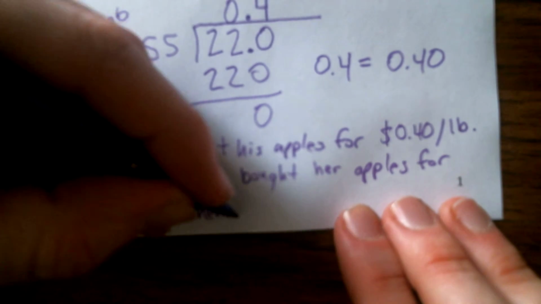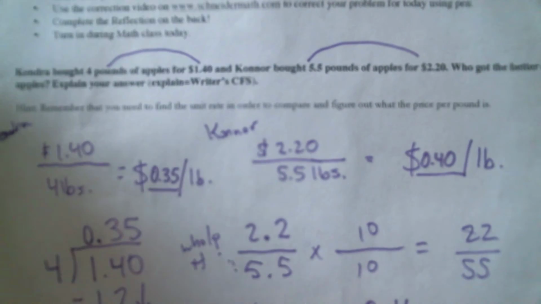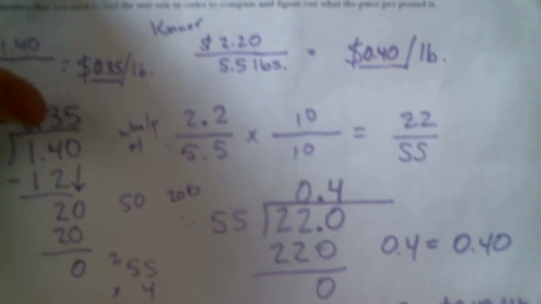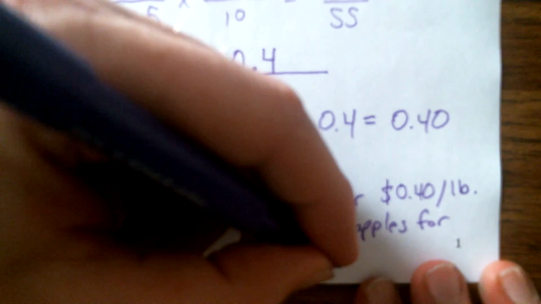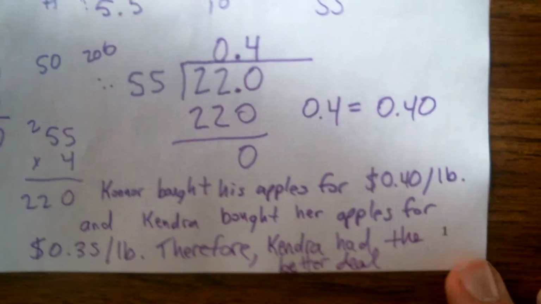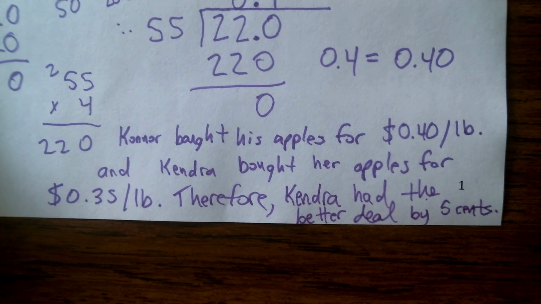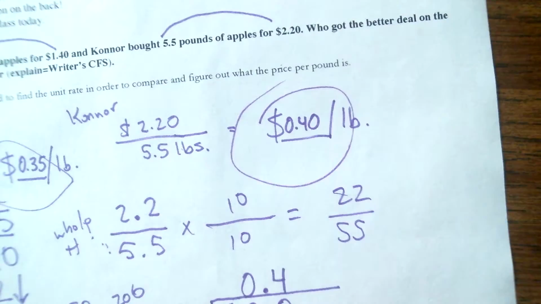Therefore, and this is where I want to state my answer. What am I being asked to do? I'm asked to find out who got the better deal on the apples. Therefore, well, who got the better deal? If you pay 40 cents or 35 cents a pound, you'd rather be Kendra. Therefore, Kendra had the better deal by 5 cents. So I've got my assertion, I've got 2 facts stated, and I've got a whole chunk of work shown, got my rates that I've found up here. We're all good to go on this problem.